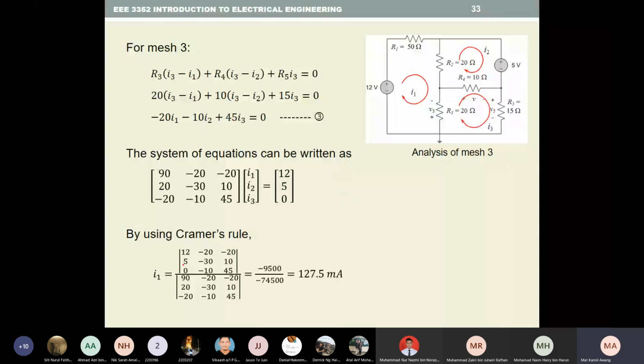By using Cramer's rule, I1 you can find by the determinant of the, what do you call it? You substitute the first column with this 12, 5, 0, and the second column and third column the same. Okay, so divide by the determinant of the original matrix. So you find 127.5 milliamps for I1. Clear? How to do this? Yes, sir.